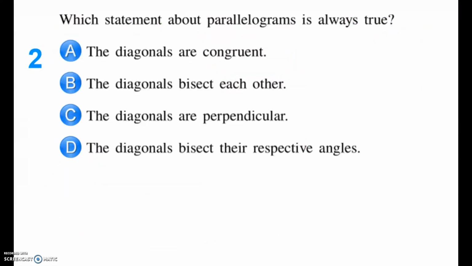Number 2 is another quick parallelogram property question, but this time it's just about parallelograms. What's always true about parallelograms? Are the diagonals always congruent? No, that's a rectangle. Do they always bisect each other? Yes, but let me check my other choices. That's probably it. Are the diagonals always perpendicular? No, that's the rhombus. Do the diagonals always bisect, not each other, but bisect the angles? That again is the rhombus. So bisect each other. That's the only diagonal property specific to parallelograms. When you get to bisecting the angles, the congruent, the perpendicular, now you're getting into the rectangle and rhombus realm.